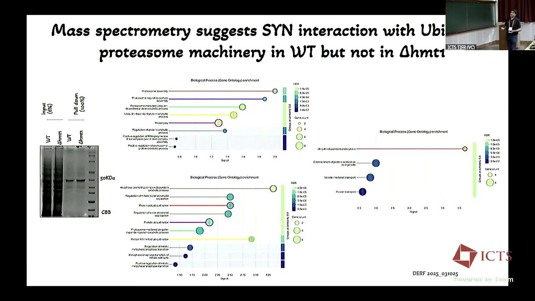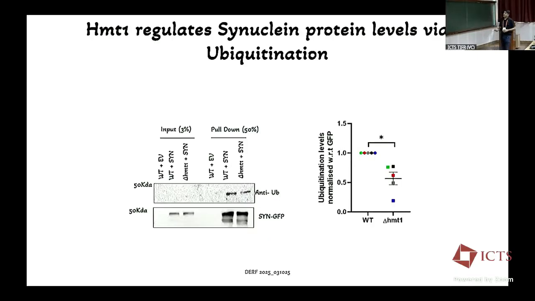She did mass spectrometry analysis looking for partners of HMT1, and she found components of the proteasomal pathway come up in these different attempts, suggesting that perhaps association of HMT1 with the proteasomal machinery could be important for this degradation. Buoyed by these results, she actually looked at ubiquitination of synuclein in the absence of HMT1.